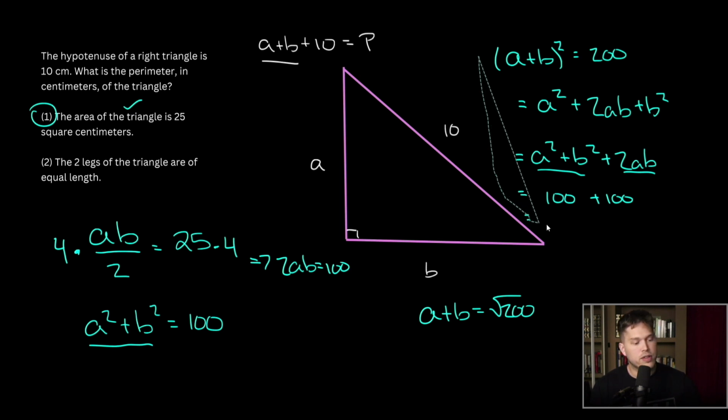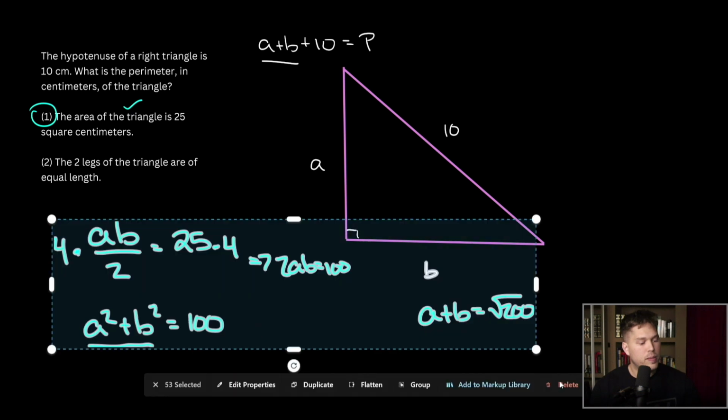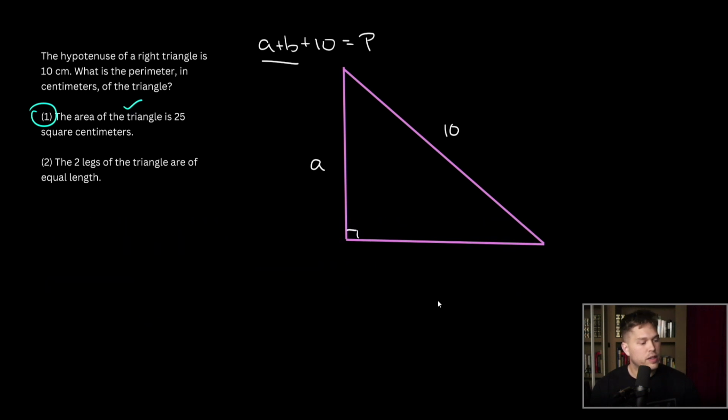Let's clean this up a bit, give us some extra room to work with. So what do we have here? Statement 2 tells us what? Here, let me rewrite the B. Statement 2 says the two legs of the triangle are of equal length. So instead of B, we kind of just have two A's. And so I can rewrite this perimeter expression as 2A plus 10 equals our perimeter. And we really just want to find the value of 2 times A.